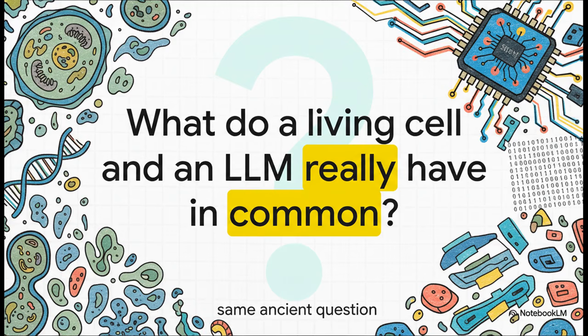I mean, on the surface, these two things seem like they're from different universes, right? One is wet, messy, evolved over billions of years. The other is silicon, code, trained in maybe a matter of months. But what if they're both just different answers to the exact same ancient question?